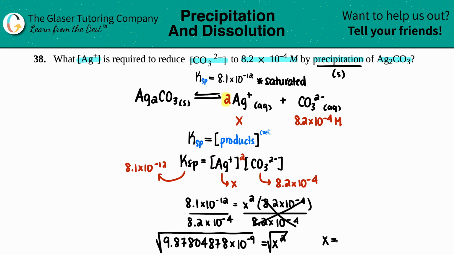So let's see. Square root of that answer. And now 2 sig figs, 9.9 times 10 to the negative 5th. And that's molarity. And then you see how it matches. So that means that the Ag+ concentration, which is what we were trying to solve for, was just x. And that's 9.9 times 10 to the negative 5th molarity. And there you go. That is the silver concentration required for this precipitation.